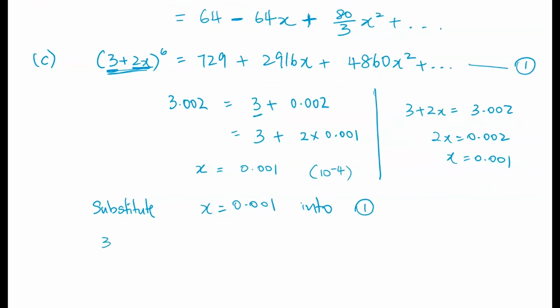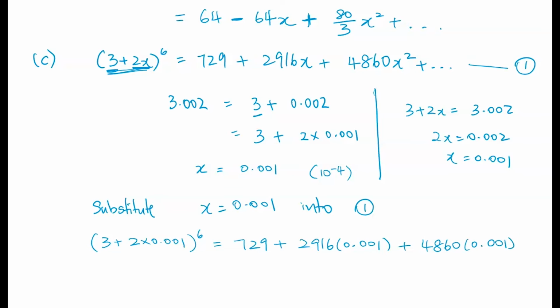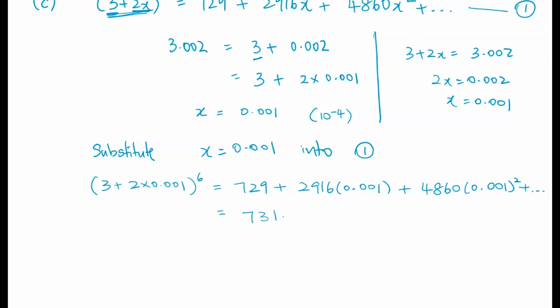So the left side is 3 plus 2 times 0.001 to the power of 6, and that is equal to 729 plus 2916 times 0.001 plus 4860 times 0.001 squared plus dot dot dot. And if you simplify this using your calculator, you will get 731.9209. So that is your answer for part C.